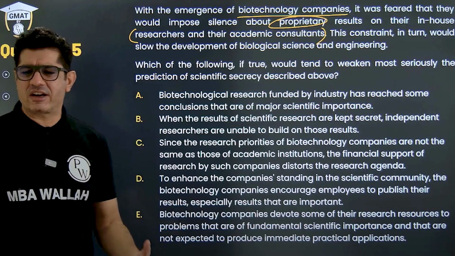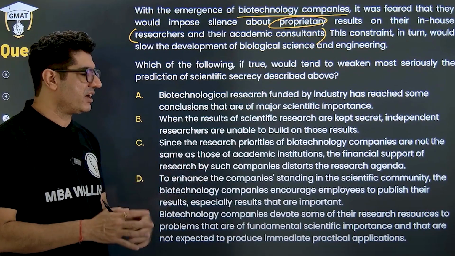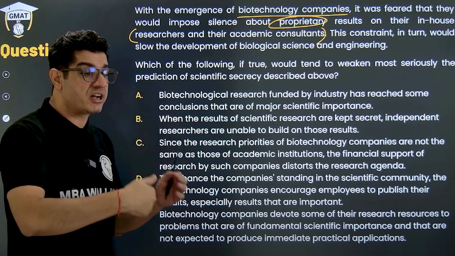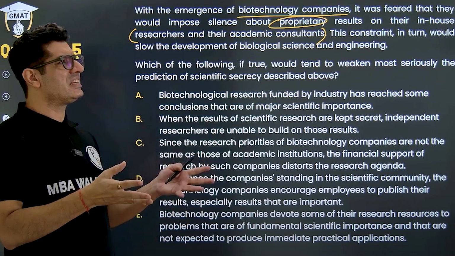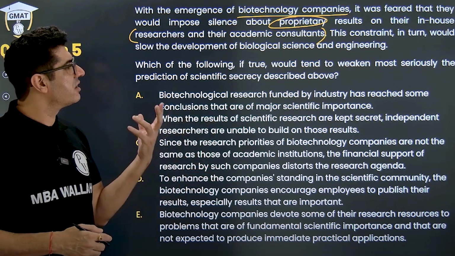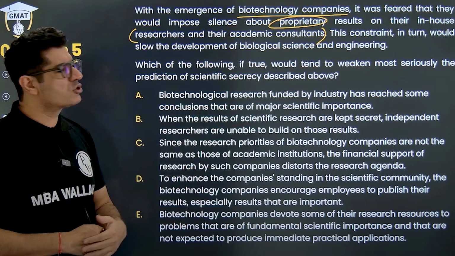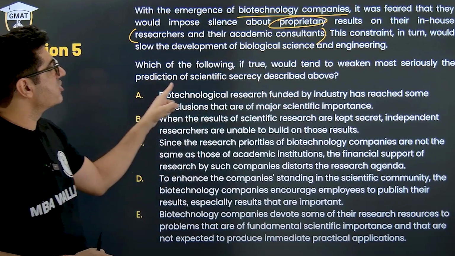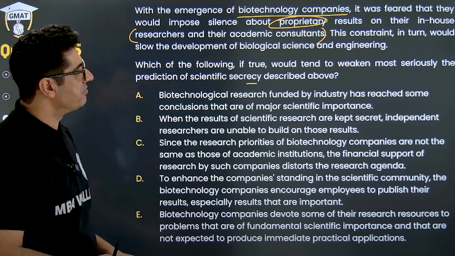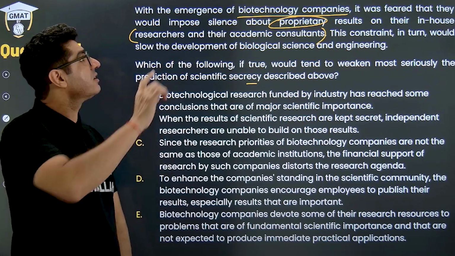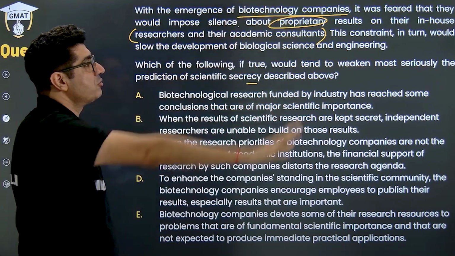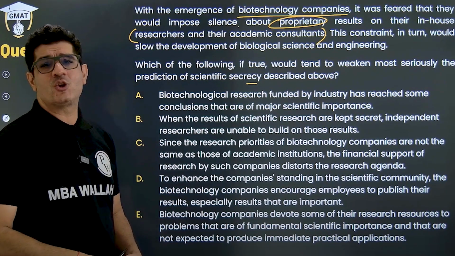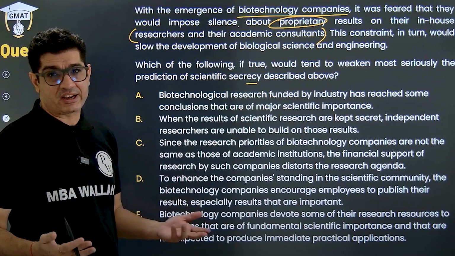तो मतलब नॉर्मली अगर कोई साइंटिफिक डिस्कवरी होती है और वो सबको पता है तो सब उसका यूज कर सकते हैं. कोई नए रिसर्चर्स उसी के बारे में सोच के कुछ आगे और चीजें बिल्ड कर सकते हैं. अब अगर वो आएंगी नहीं फाइंडिंग्स तो ऑब्वियसली आपकी जो साइंटिफिक डिस्कवरी की प्रोसेस है वो स्लो हो जाएगी. हाँ, तो हमें क्या करना है? We want to weaken the prediction of scientific secrecy described above. So here the author says that these companies are going to be secretive about their proprietary results. We want to prove that they are not going to be secretive about their proprietary results.